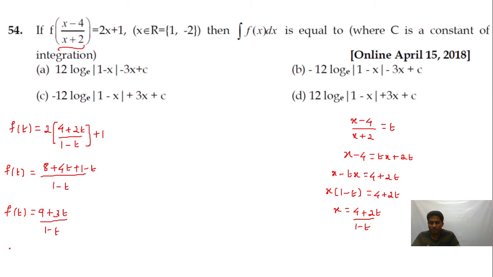Okay, so f of t is equal to, take 3 common, you get 3(1 plus t) divided by (1 minus t). Okay, so this is f of t. Now I am supposed to find out what is the integration of f of x. Integration of f of x dx is equal to 3 into (t plus 1).